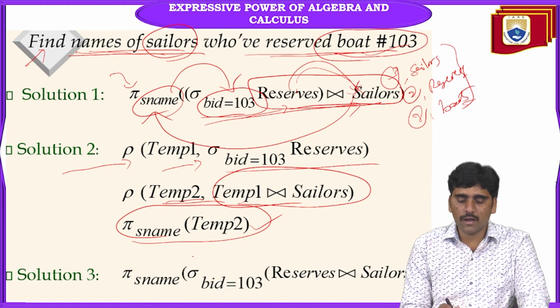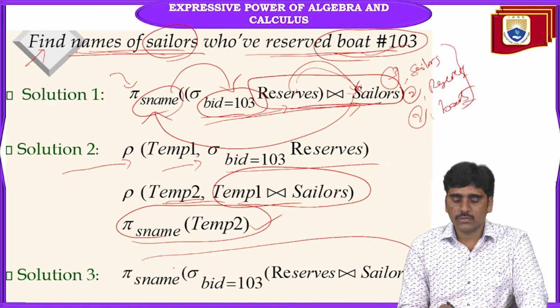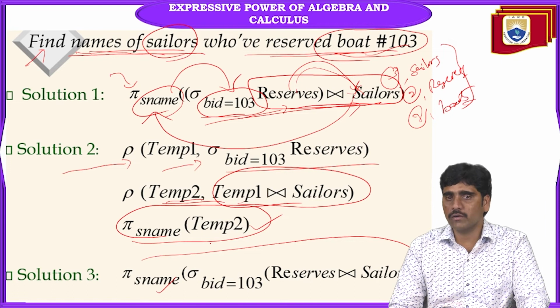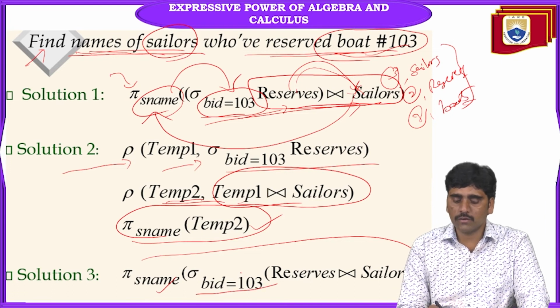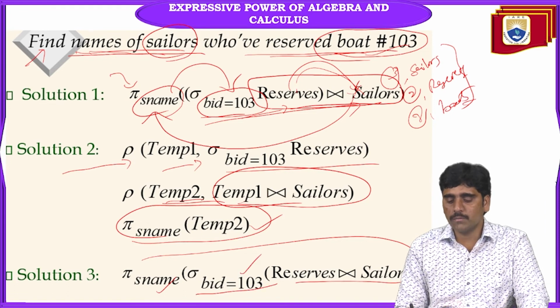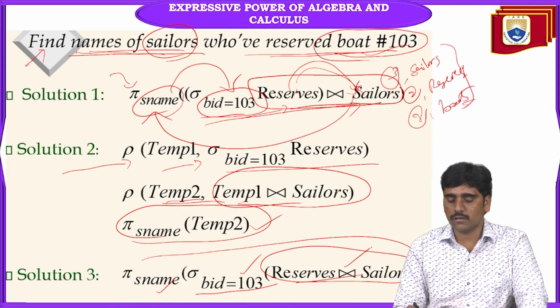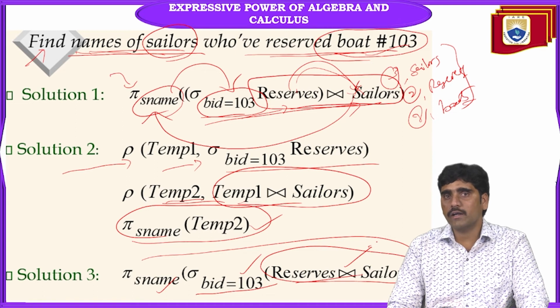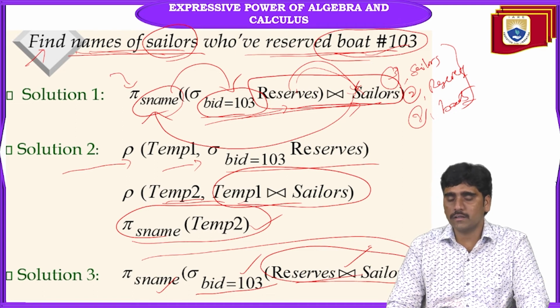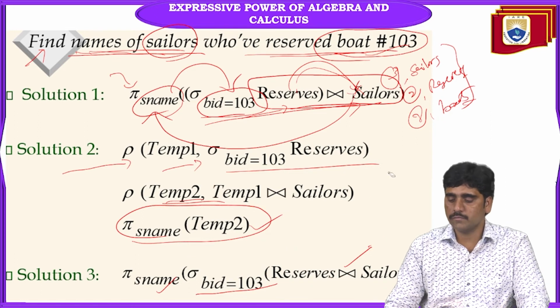And you can write it another way like this also. So pi of S name, what you are going to display, what condition you are going to apply, and what tables you are joining: reserves join sailors. So this is the way you can understand the relational algebraic query, and writing unsafe queries. We'll see another example also.